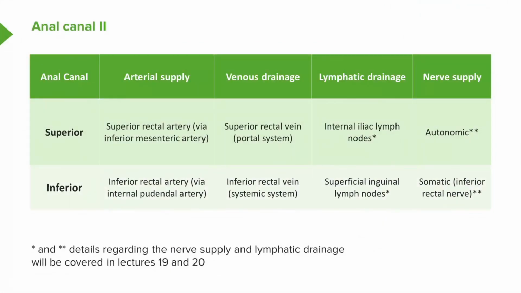We can see we have the difference in the arterial supply, superior rectal arteries, and we've got inferior rectal arteries coming from different origins. We have superior rectal veins, which from the superior aspect drain into the portal system. Inferiorly, they drain into the systemic system, and we spoke about these portosystemic anastomoses. We'll come to the lymphatic drainage in another lecture, and we'll look at the nerve supply too in another lecture. But this is a good reference table to remind you of the differences between the superior and inferior aspects of the anal canal.